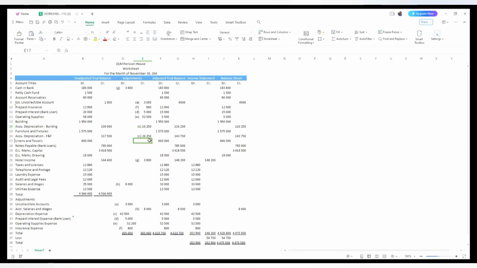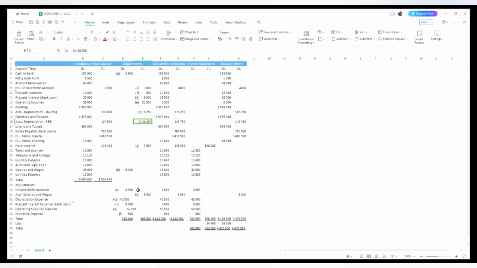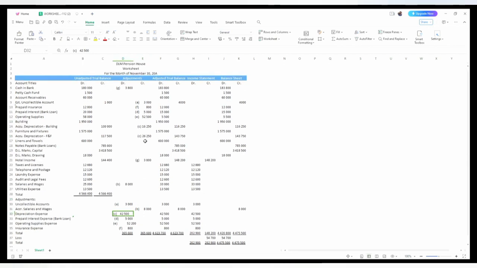Same goes with the furniture and fixtures. We had 1,575,000 times 20% is equal to 315,000. Divided by 12 equals 26,250. When we plotted it, we should just add these two, and it is equal to 42,500.